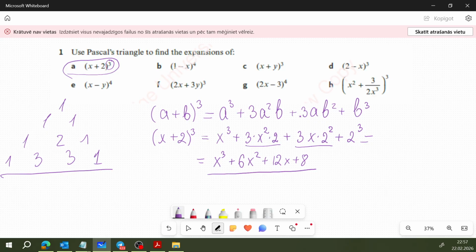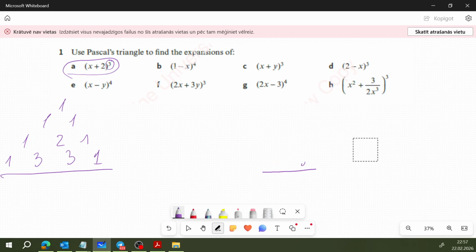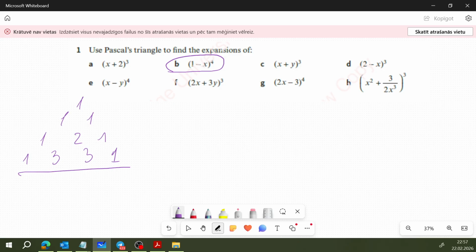Let us try another case. So this one we have done, and I can erase it for now. And now we can try to solve the second example. So we will solve this one where we have minus. And in order to solve this, we need to make the Pascal triangle a little bit larger. So we'll have 1, 4, 6, 4, 1, because these are the coefficients for the power 4.